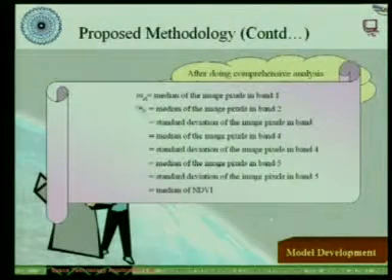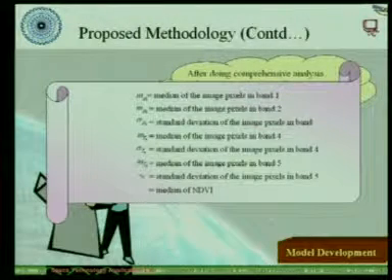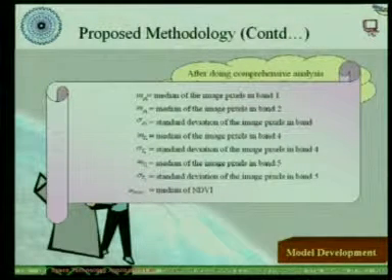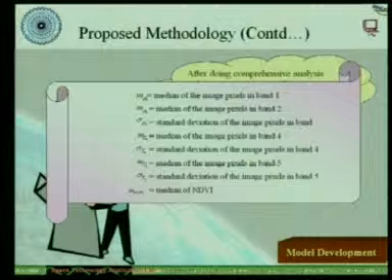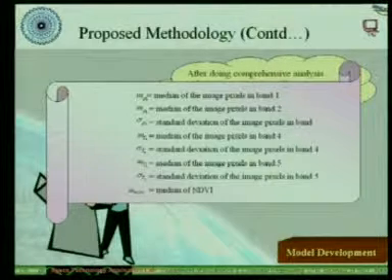Next one. We have fixed the image statistics markers: the median of the image pixels in band 1, the median in band 2, the standard deviation, and the standard deviations for bands 4, 5 and NDVI. Next one.